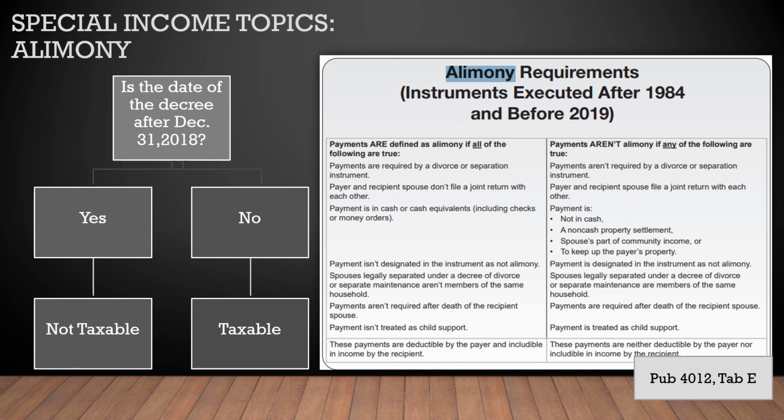And on the other side of that, the person paying the alimony would be able to deduct that from their income. But if the decree is after that December 31st, 2018, the recipient does not claim it as income and the payer does not deduct it. And there's a little more information in a chart in Publication 4012 on tab E.